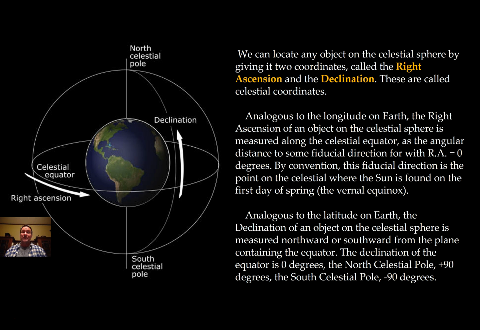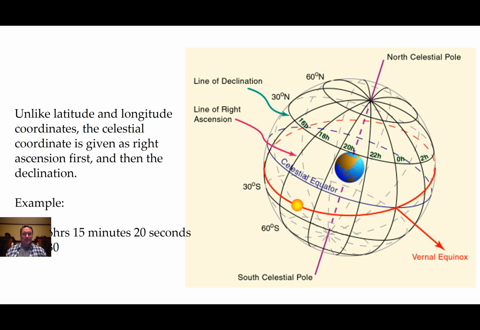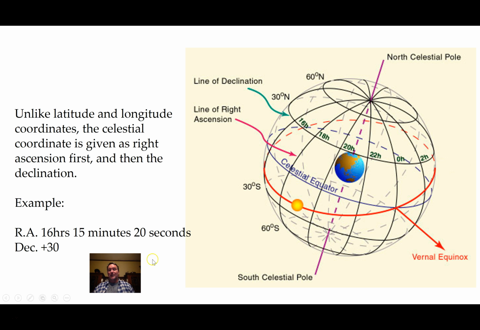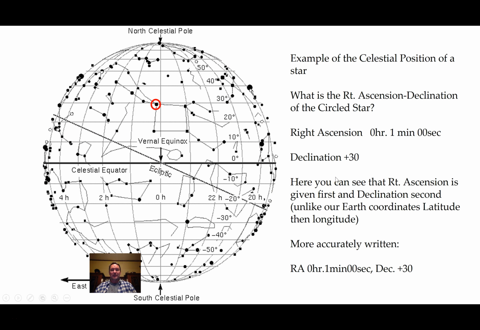Here's the thing about right ascension. Right ascension is in hours. Okay, so here's a good example of right ascension and declination. You're going to say it's 16 hours and 15 minutes and 20 seconds from the vernal equinox. And then off of the actual equatorial plane, it's 30 degrees. So that's how you basically set it up.